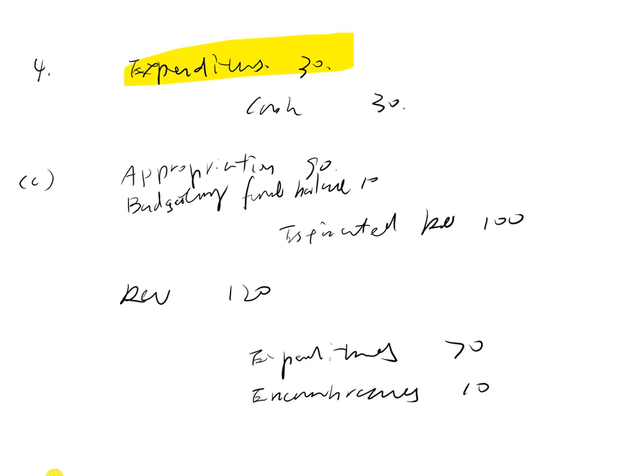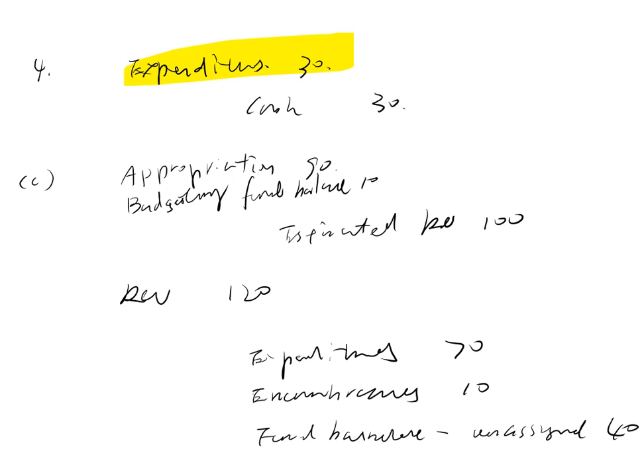Alright, then the remaining balance, right? The remaining balance will be fund balance unassigned. So I'm going to credit fund balance unassigned, which is 40.